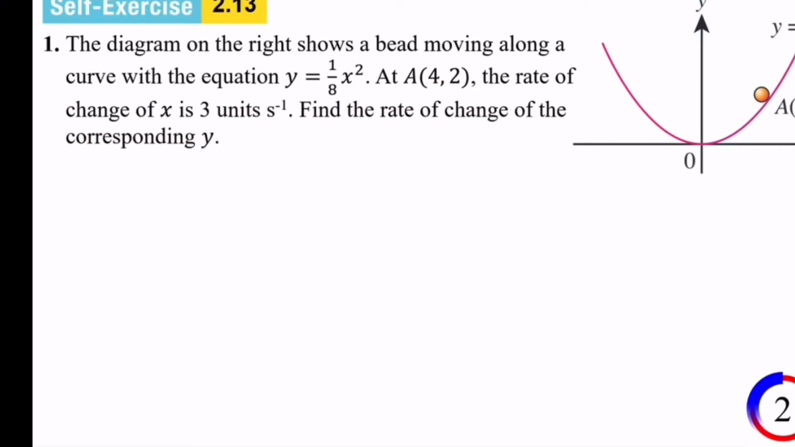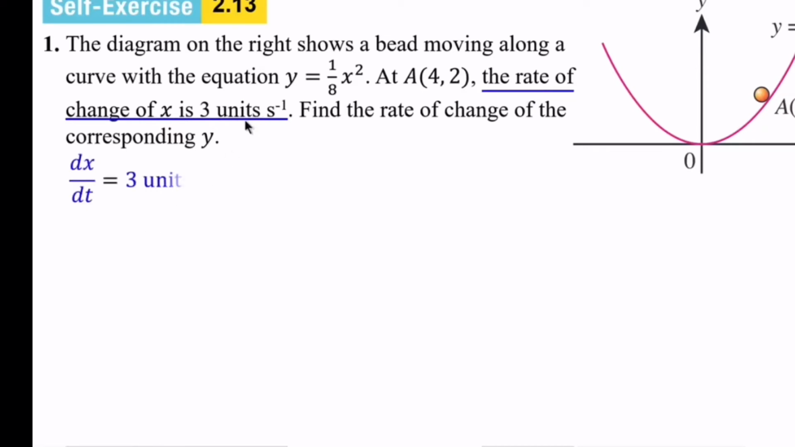At point A(4, 2), the rate of change of x is 3 units per second. Find the rate of change of the corresponding y. So let's highlight the important keywords: the rate of change of x is 3 units per second, so it means dx/dt is 3 units per second. Now we highlight what is asked: the rate of change of the corresponding y.